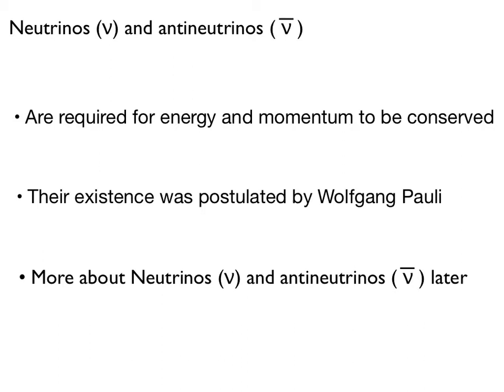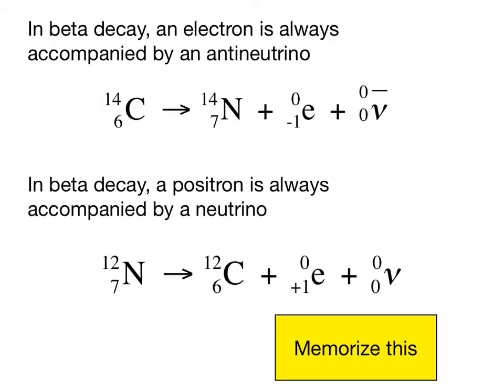Neutrinos and antineutrinos are required for energy and momentum to be conserved. Their existence was postulated by Wolfgang Pauli. We'll talk more about neutrinos and antineutrinos in just a bit. In a beta decay, the electron is always accompanied by an antineutrino. The symbol for an antineutrino is this letter nu, looks like a curved V, with a bar over the top of it. So a negative beta gives us an antineutrino.